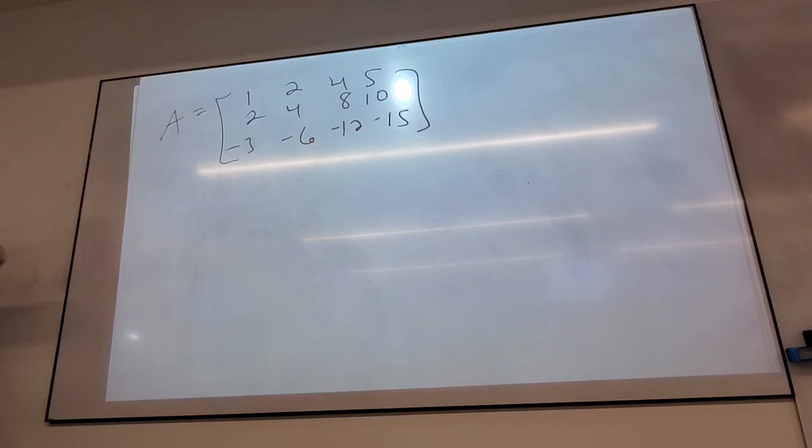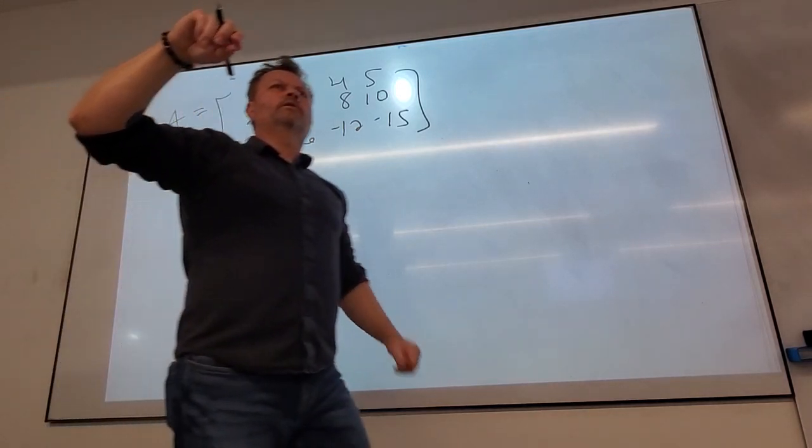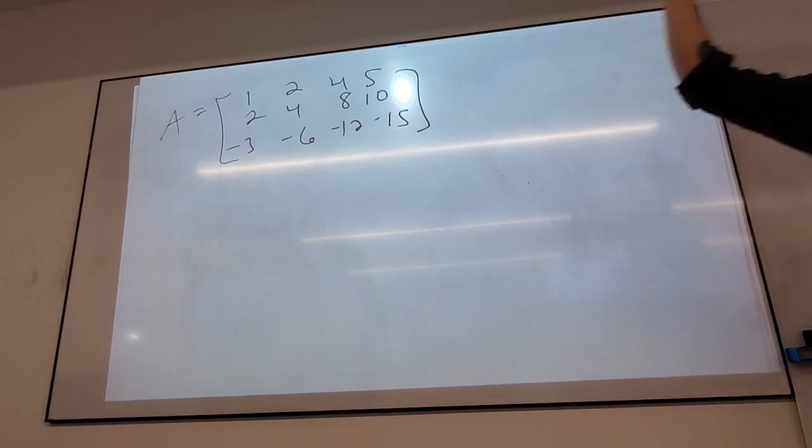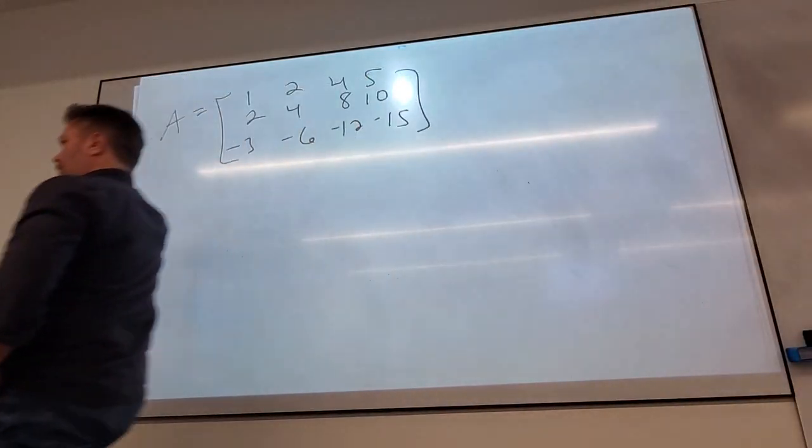So what does rank do? It counts the number of linearly independent columns. Rank 1. Yes, it's rank 1. You guys see that? The second column is twice the first. The third column is 4 times the first, and the fourth column is 5 times the first. So this is a rank 1 matrix, which means the column space just has one vector in it.